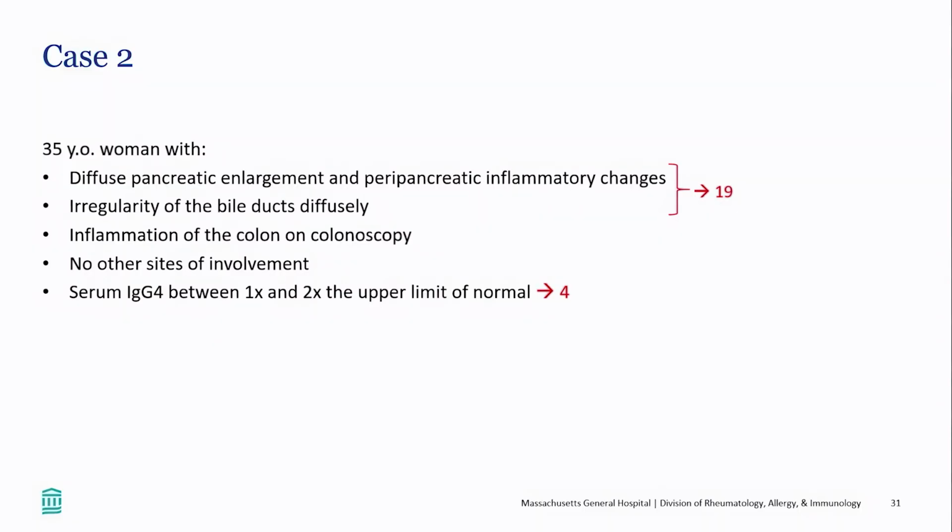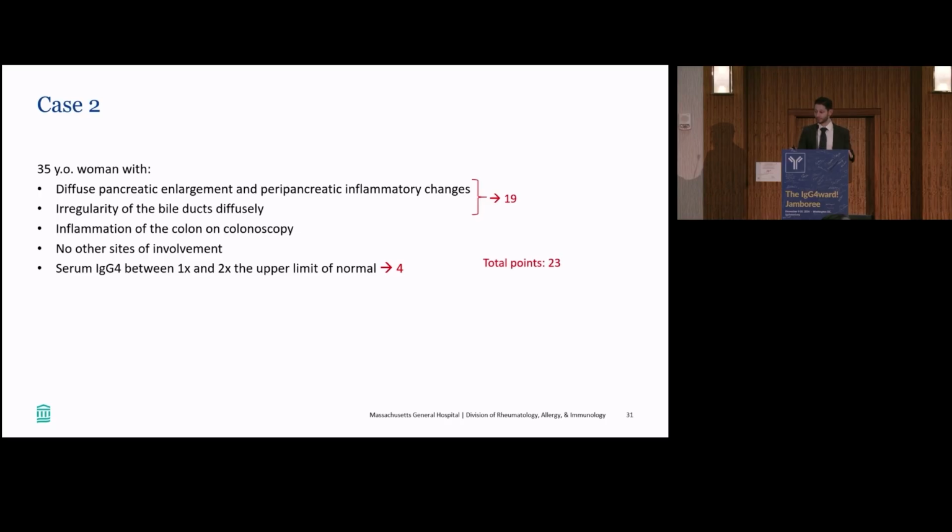When there's the combination of pancreatic and biliary involvement, that alone leads to 19 points because it's so specific to IgG4-related disease that alone almost gives someone the ability to be classified as IgG4-related disease. Add to that a mildly elevated serum IgG4 concentration, another 4 points, and we've got 23 points. So this patient would be classified as IgG4-related disease.